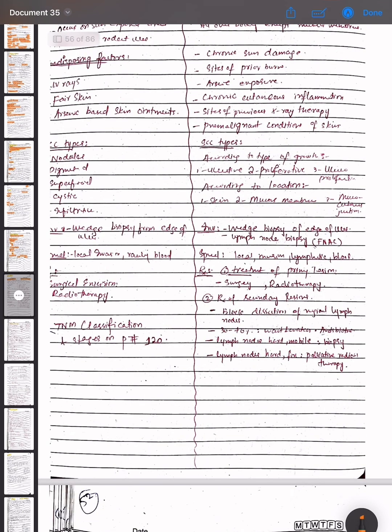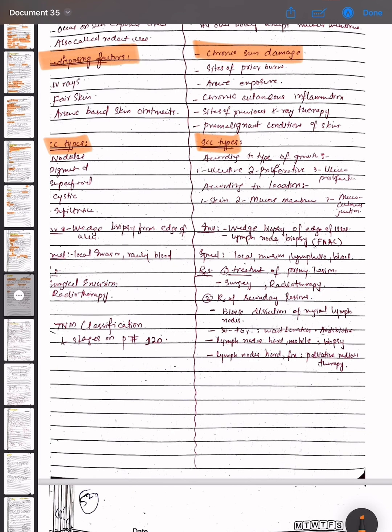What are the types of basal cell carcinoma? These are the predisposing factors that we have discussed. Okay, what are the basal cell carcinoma types? These are nodular, pigmented, superficial, cystic, and infiltrative, while the squamous cell carcinoma types are according to the type of growth: ulcerative, proliferative, ulceroproliferative, and according to the location, it is on skin, on mucous membrane, and mucocutaneous junction.